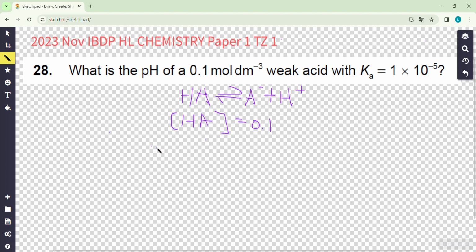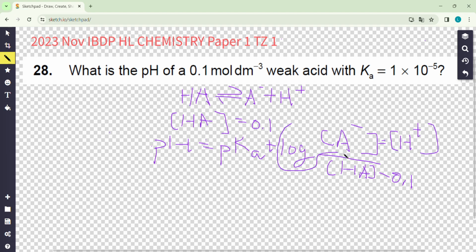And then remember the equation: pH equals pKa plus log of the concentration of A minus over the concentration of HA. Do it step by step. The lower one is just 0.1, and this one is just the concentration of H plus. So moving this whole thing to the left will be just another pH. So added together it becomes 2 pH.